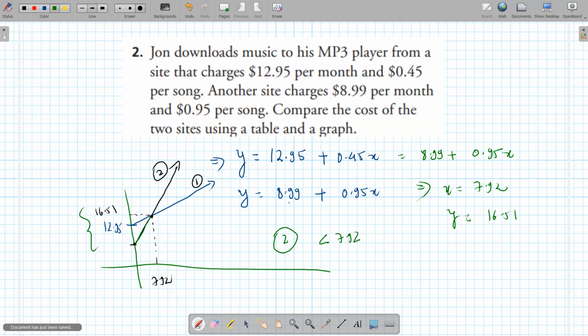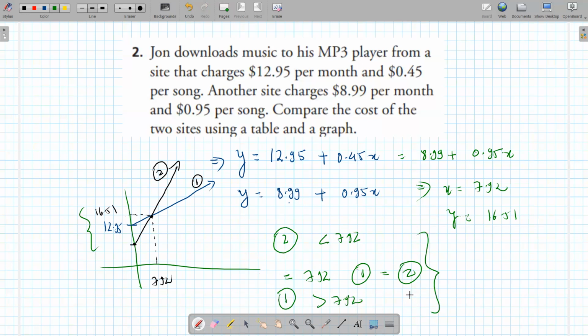So he should go over here if he's downloading less than 7.92. If he's downloading exactly 7.92 songs, then it doesn't matter. They're both equal, okay? Exactly 7.92, both the lines are equal. And he should go with line 1, this guy, if he's downloading more than 7.92 songs. So there's 3 cases here.